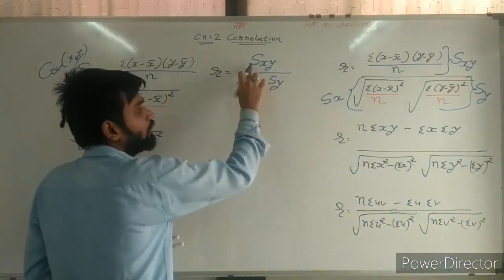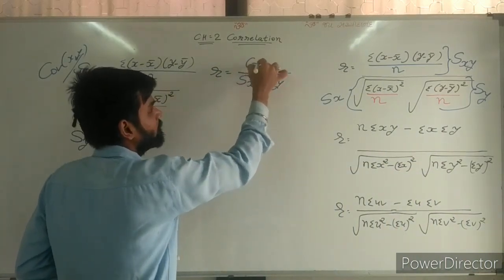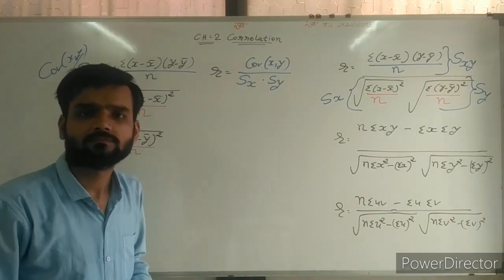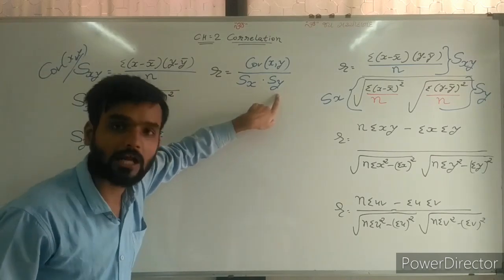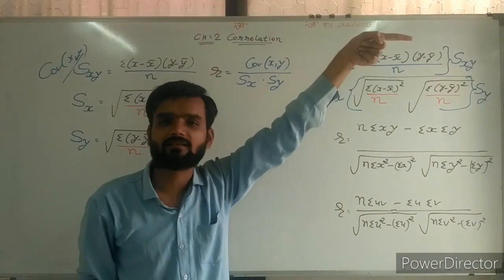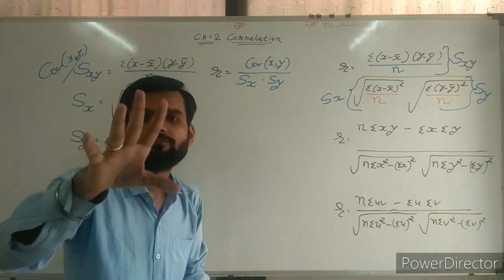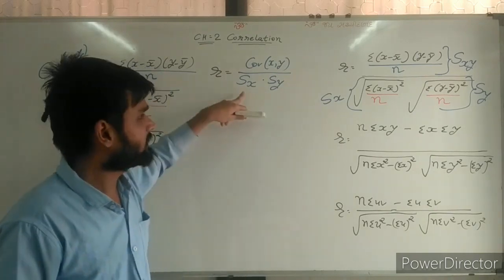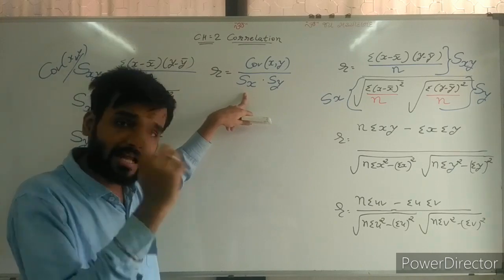Sometimes, instead of Sxy, we can write here covariance of xy. So covariance of xy divided by standard deviation of x into standard deviation of y. So what is this? Standard deviation. Remember 11th standard. In 11th standard, we have already studied measures of dispersion; in those chapters this is already done, standard deviation of x, and that is here.